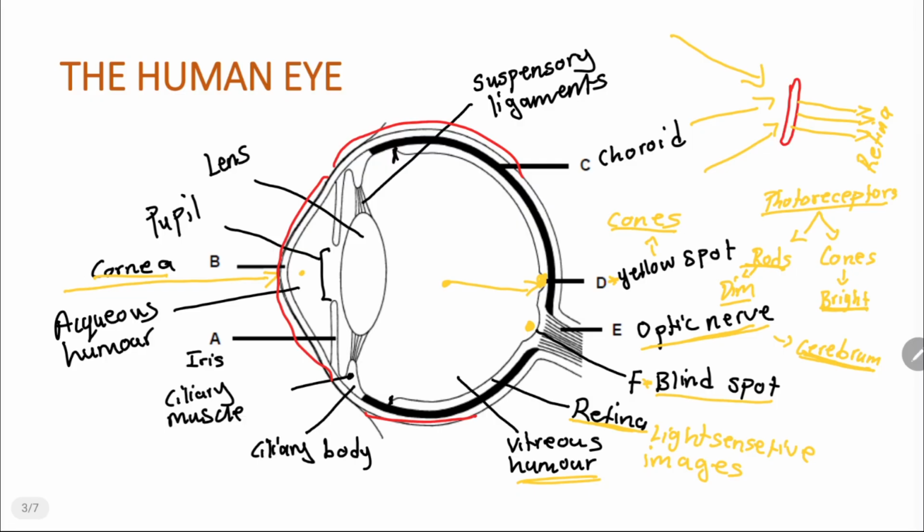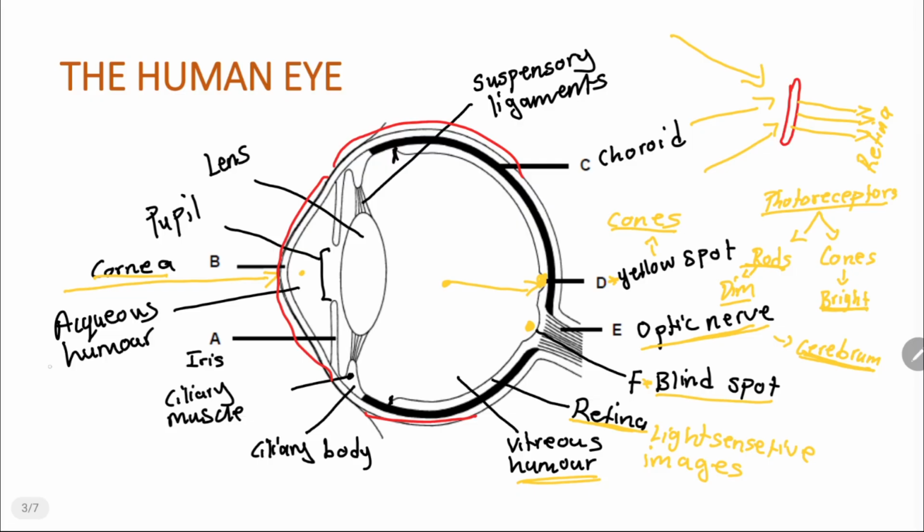So the cornea has got 2 adaptations. Adaptation number 1, it is transparent. Why is it transparent? It permits light to enter the eye. Not only is it transparent, but it is also convex. That is the shape of the cornea. Why is it convex? Because it refracts light rays, focusing them on the retina. So that is the cornea.